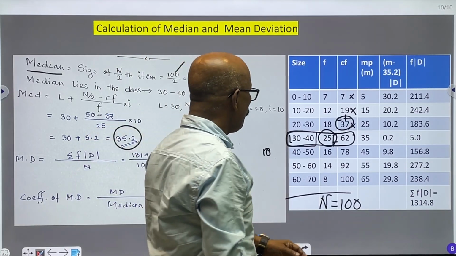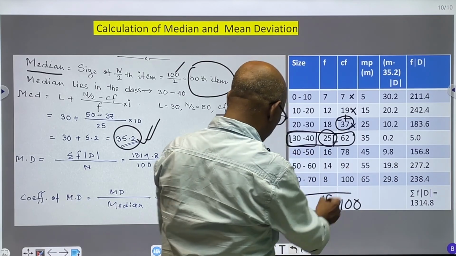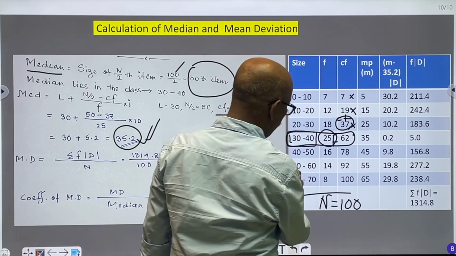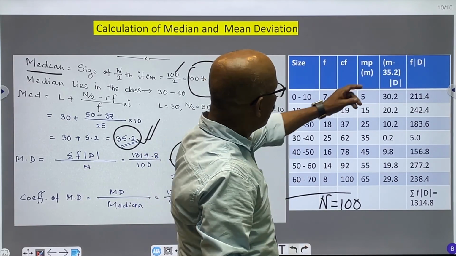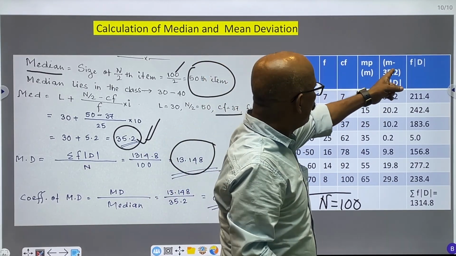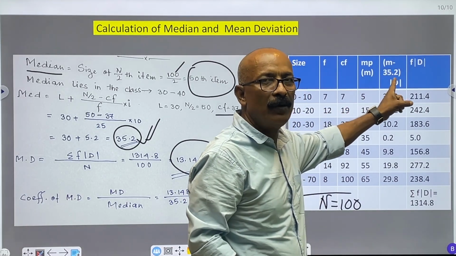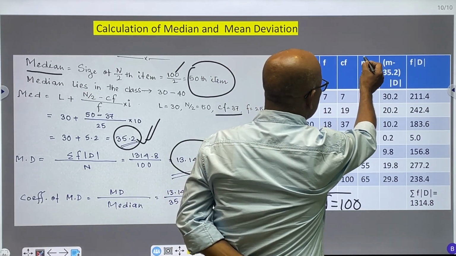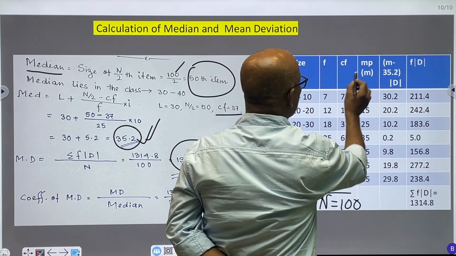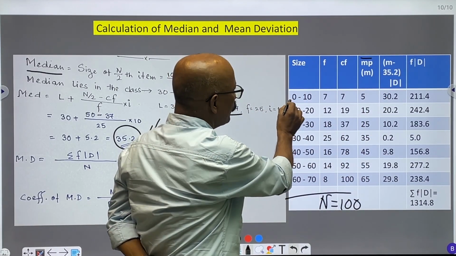There are many ways. So after getting the value of median, now 35.2, now you come here. What is this? When you will subtract this 35.2, that is the value of median. Now before that, just find out the midpoint. This is called midpoint, and this midpoint is calculated from the class interval.